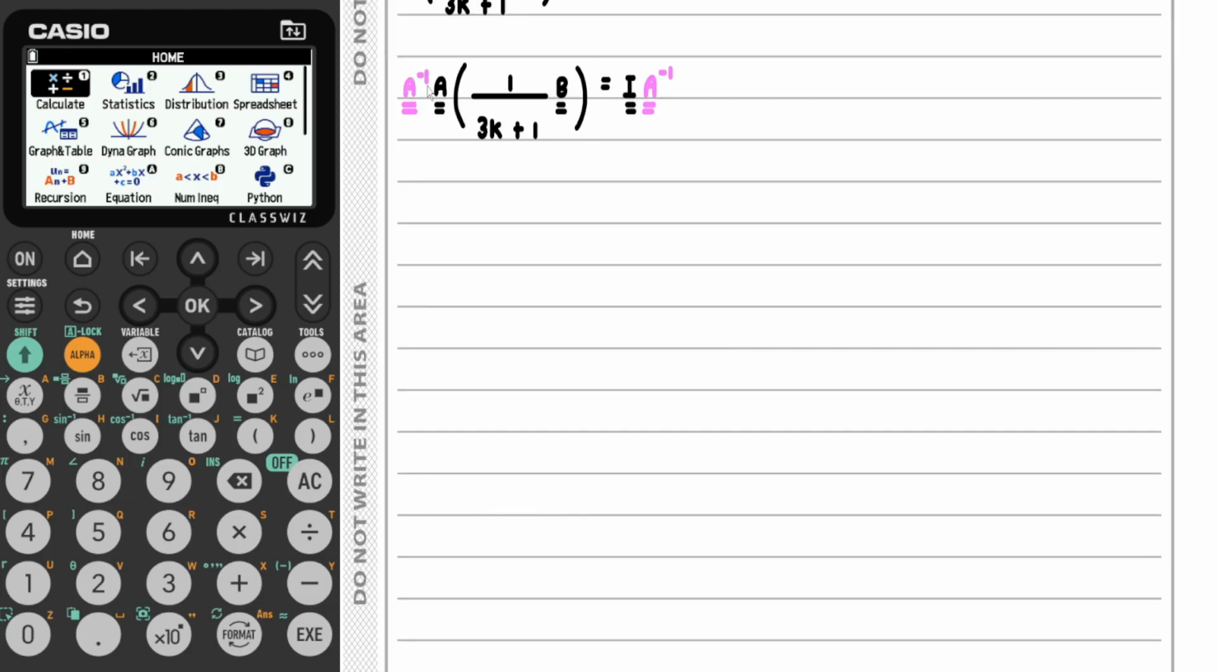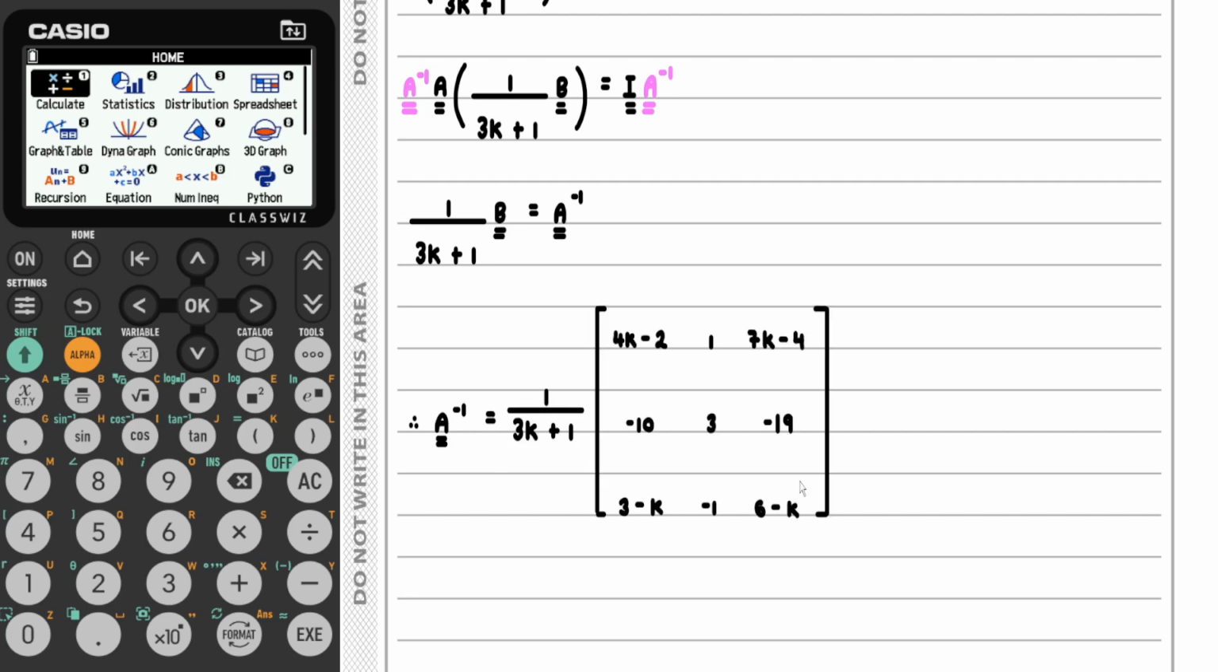You can think of A inverse times A to equal 1 essentially, and I multiplied by A inverse will just be A inverse. So therefore we have on the left hand side 1 over 3k plus 1 times B equals A inverse. So A inverse is equal to 1 over 3k plus 1 multiplied by the matrix B, which is shown here.